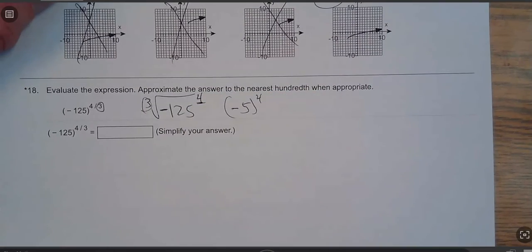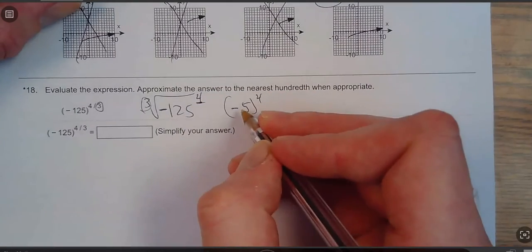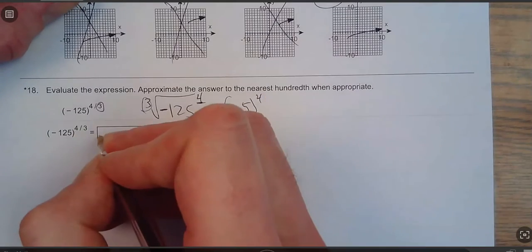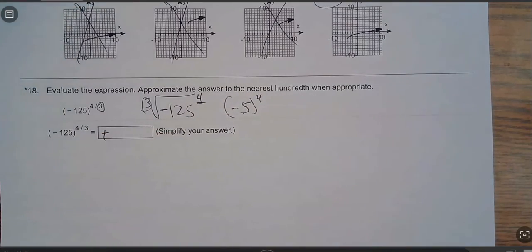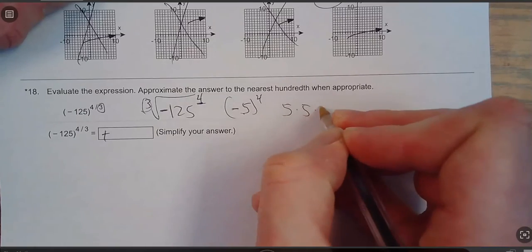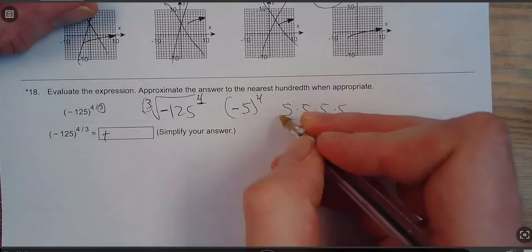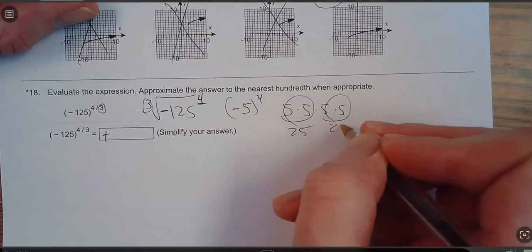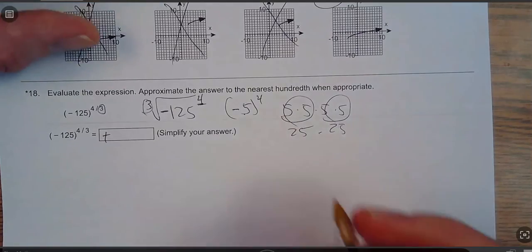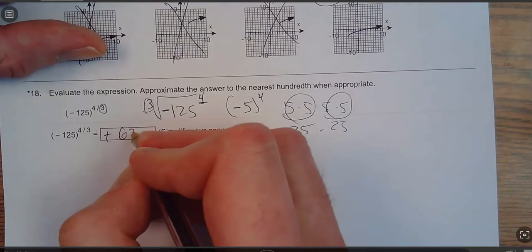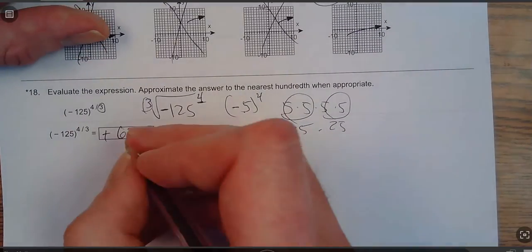So I haven't done that yet. Now a negative to the 4th power is going to be positive, so I can forget about the sign for now. I know it's going to be positive. If I've got 5 times 5 times 5 times 5, well, 5 times 5 is 25, and then multiply them together. If you use a calculator, that's 625. If you just type it in your calculator, you get your answer.